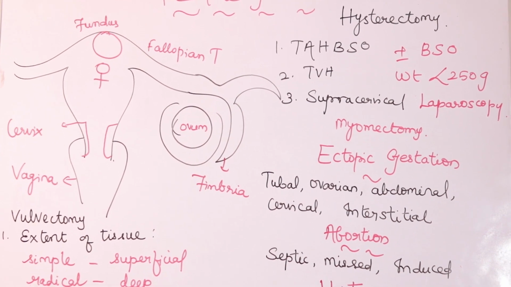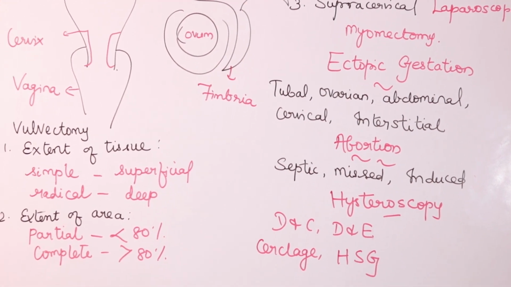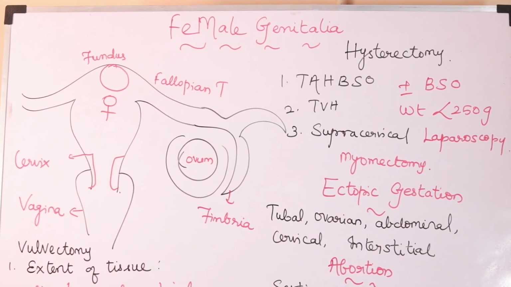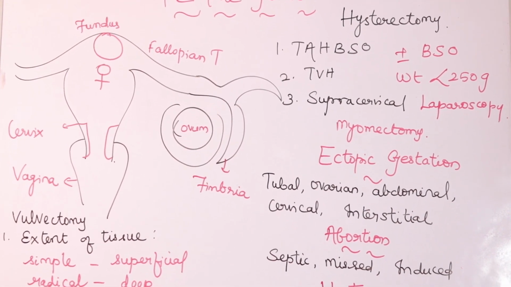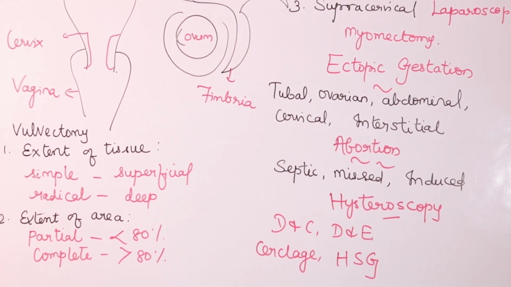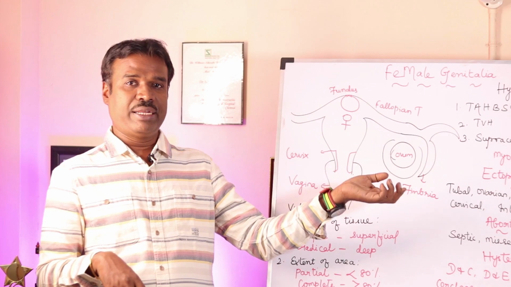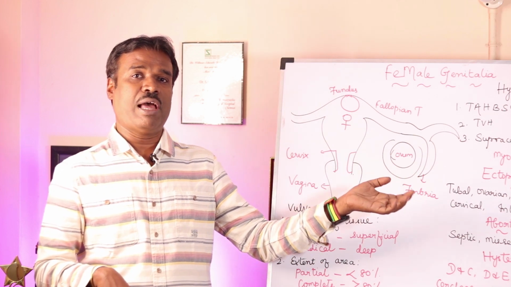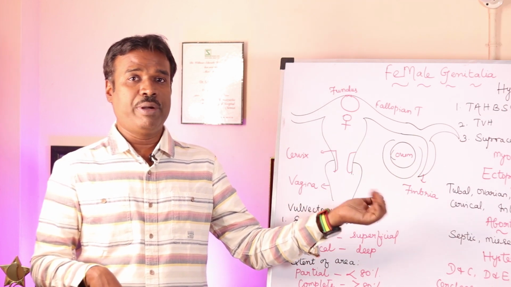You should know what the types of ectopic gestation are and whether they are removing the tubes or not, because we have codes where they do salpingectomy. So you should know whether they are removing the tubes or not while treating the ectopic gestation. And secondly, you should know whether it is being done as a laparoscopic technique or as an open technique.